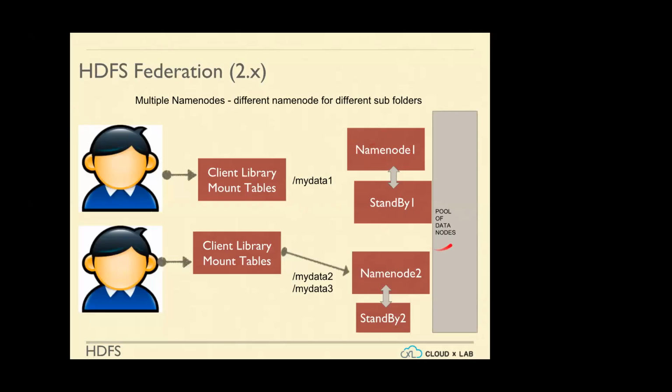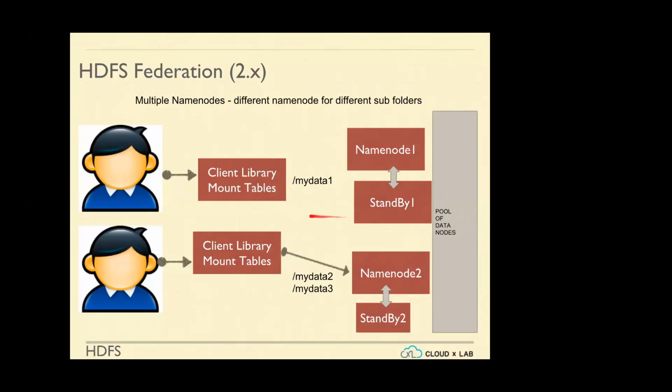Because the data node disk cannot really become a problem: if the whole cluster is about to become full, you can add more and more data nodes, so you don't have to worry about this part. But in case the name node is full and the metadata is not fitting anymore, what you do is you create another name node. So they become like two separate file systems.